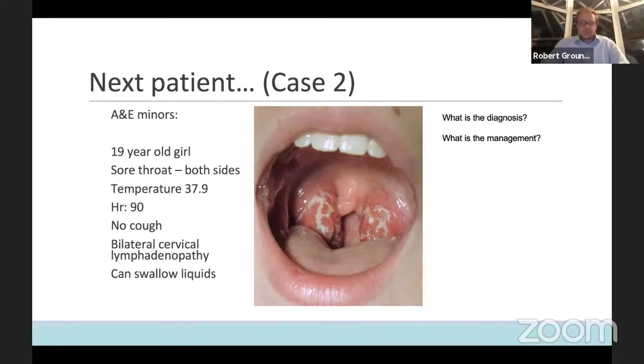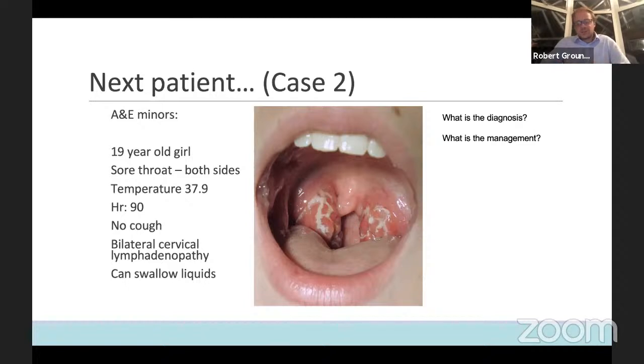So case 2. You're in A&E, you see a poor 19-year-old girl who's got these horrible looking tonsils, sore throat both sides, and a bit of a temperature, mildly as well. They're systemically well enough, they've got some lymphadenopathy, and they can swallow at the moment. In terms of the diagnosis, I'm not going to patronize people. This looks really nasty, like a tonsillitis, doesn't it?